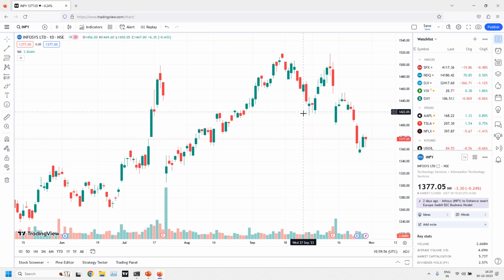Similarly, this is the swing low. This is the swing high. This is the swing low. This swing high is a higher high. This swing high is a lower high. What does it indicate? Uptrend. Now see what happened.